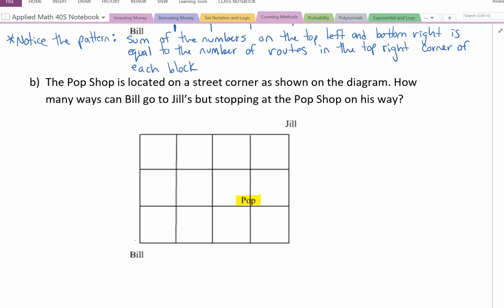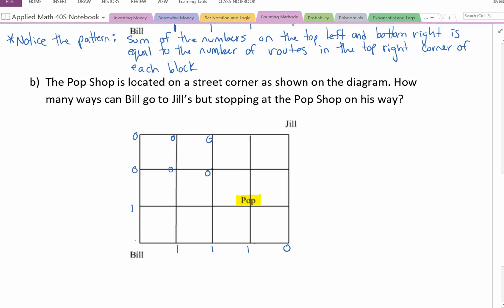Well, here we would still have only one way of getting to the pop shop. Here we would have one way of getting to the pop shop, but here we would have 0. There's no way, if we're going this way, to get to the pop shop by going past that block. And the same in the north direction, these would be 0s, which means these are all going to be 0s as well, because that's going past the pop shop.